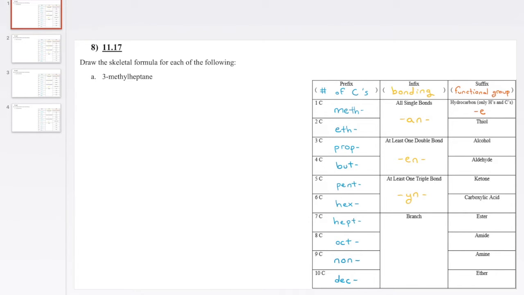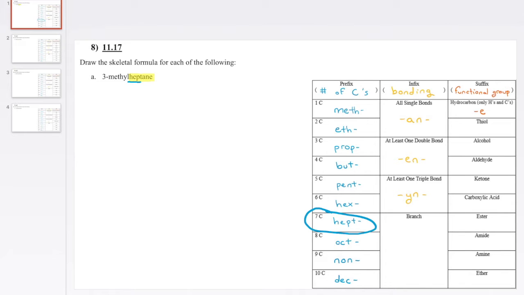Question 8 asks you to draw the skeletal formula for each of the following. And you want to start by looking at the backbone. Now the backbone is going to be this part right here, the part that comes after all of the YLs. Remember that YLs tell you that you have a branch. So after that is our backbone, and the prefix for our backbone is hept. So hept means that you have 7 carbons.